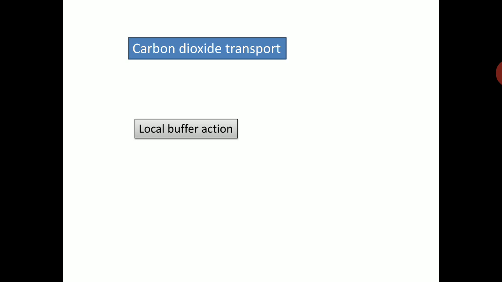And also, hemoglobin is important in carbon dioxide transport. And the third important function is that locally, hemoglobin is a protein which acts as a buffer. So pH balance is an important function of hemoglobin. It is the third important function. So the three important functions we learned today are oxygen transport, carbon dioxide transport, and local buffer action.